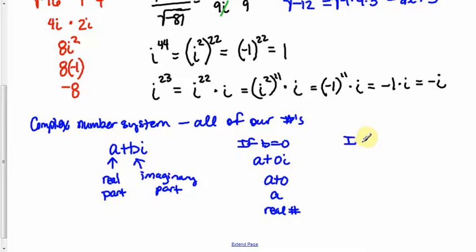If a equals 0, then you're going to have an imaginary number, because you're going to have 0 plus bi, which is just going to be b times i. So this would be an imaginary number. You can have numbers that contain both parts. We could have 4 plus 3i. 4 would be our real part, 3i would be our imaginary part.